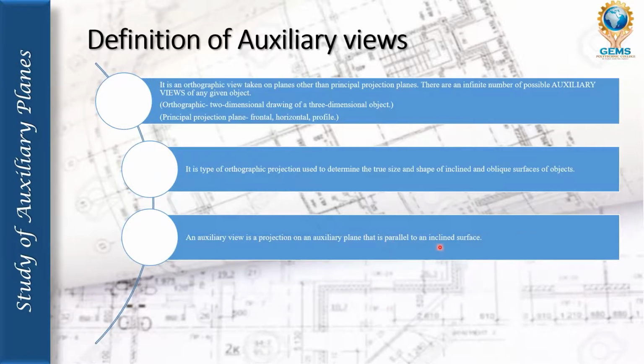Parallel to an inclined surface. This word is most important in auxiliary view, because in other lectures we are going to draw some drawings that depend upon this one point. Parallel to an inclined surface, we have to draw the drawings. So this word is important.